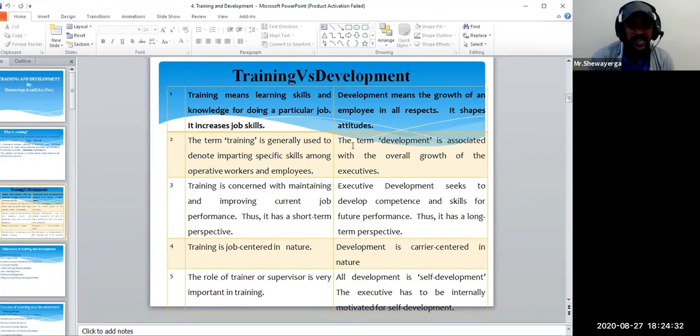That is what training means: learning a skill and knowledge for doing a particular job. So because of that, training is an act of increasing job skills, but development is overall change, the growth of an employee in all respects or aspects.